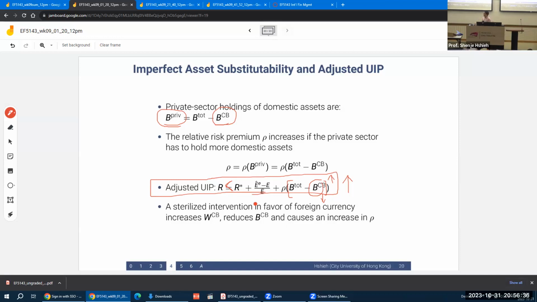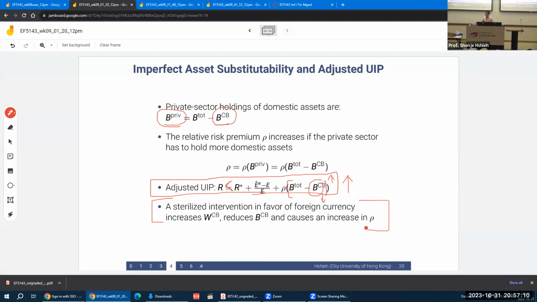All right, so why is this interesting? Well, in combination with a sterilized intervention, it seems like we can accomplish exchange rate management without changing money supply, right, under this equation. All we have to do is have enough domestic or foreign assets to sell or buy. Then we can change rho in such a direction that allows us to change E without changing MS, right? Pretty cool. You don't have to change MS if you have relative risk.